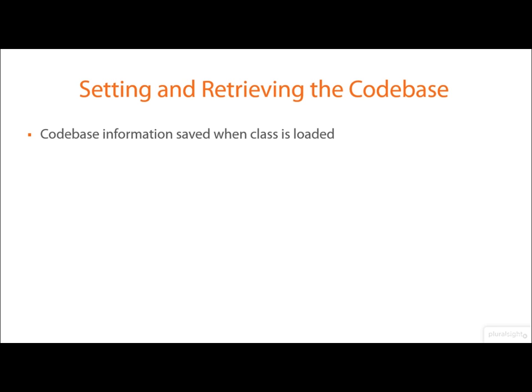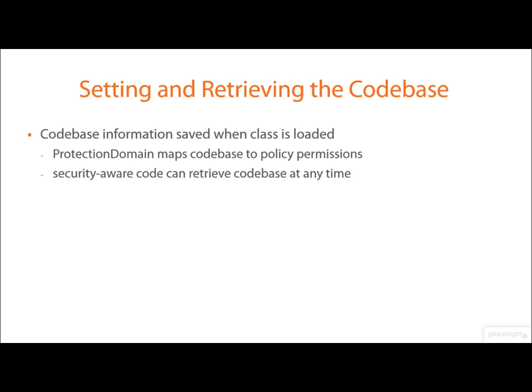Well, the code base information is saved when we first load a class. Now, this isn't done directly. What happens is there's an object created of type protection domain, and it's the job of the protection domain to map this code base, the location the code is loaded from, into these policy permissions. And security aware code can retrieve this code base at any time.